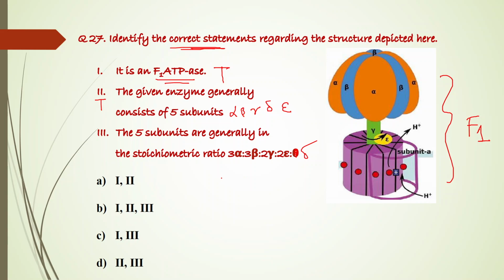But if you remember, the original stoichiometric ratio was 3 alpha, 3 beta, 1 gamma, 1 delta and 1 epsilon unit. So we have 3 alpha and 3 beta making this bird-like structure. You have 1 gamma, along which the rotation takes place, and 1 delta unit and 1 epsilon unit. That is all you have. So the third statement was actually a false statement, where the stoichiometric ratio was wrongly given.